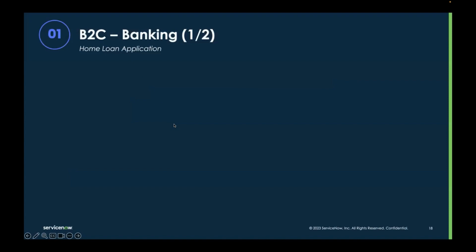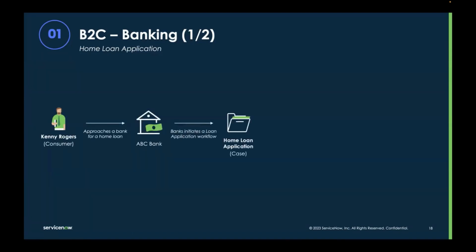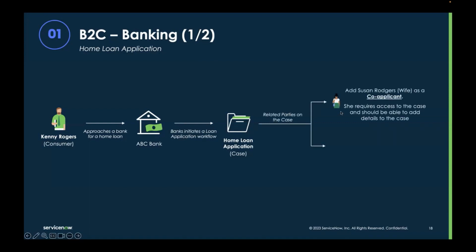The first scenario is in the banking domain where an individual is applying for a home loan. So Kenny Rogers approaches ABC Bank for a loan. The bank initiates a home loan application in the form of a case. Now, apart from Kenny, there are a few other participants required on the case. One, a co-applicant who needs access to the case, for example, Kenny's wife, Susan. And two, a guarantor who doesn't need access to the case, rather just needs to be added for tracking purpose on the application. In this scenario, it will be his uncle, Ernie.